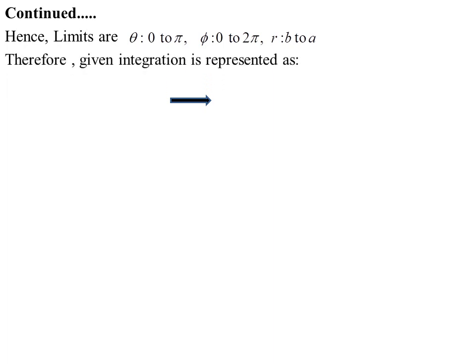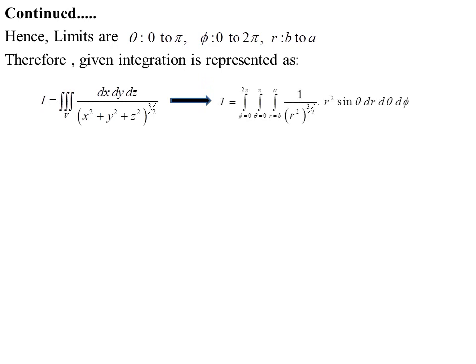So our given integration can now be converted to integration phi equal to 0 to 2 pi, integration theta equal to 0 to pi, integration R equal to B to A, 1 upon R square raised to 3 by 2 into R square sin theta dr d theta d phi. So this particular triple integration, now we have to carry out.